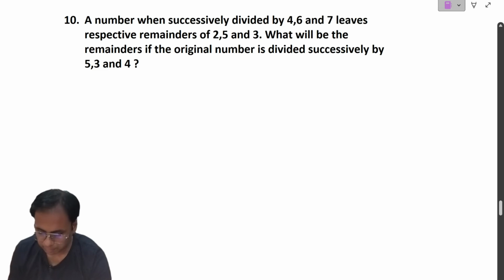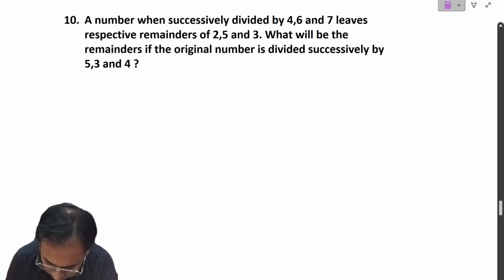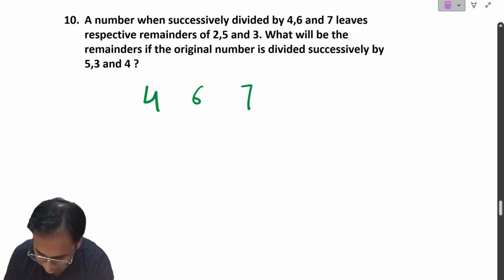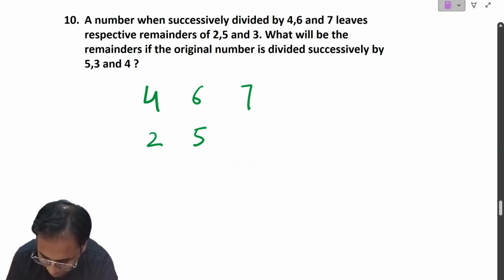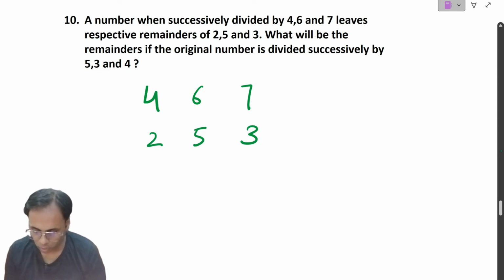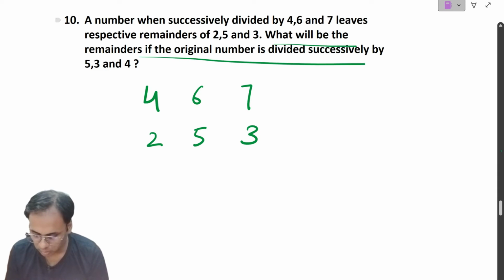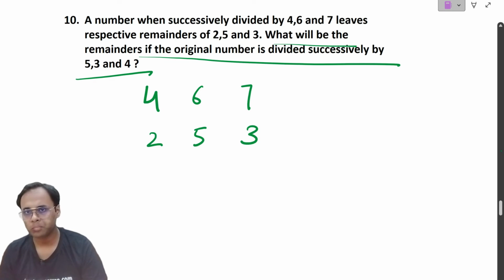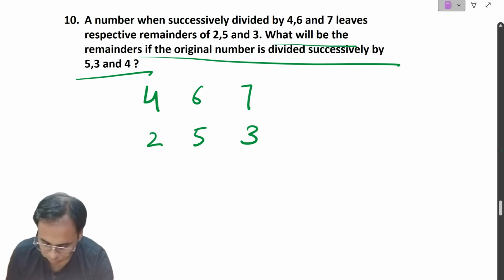Let's see a number when successively divided by 4, 6 and 7. We write down all the divisors like this: 4, 6, 7. It leaves respective remainders of 2, 5, 3. So we write down the remainders like this: 2, 5 and 3. Now we need to firstly find the original number, because the question is asking what will be the remainders if the original number is divided successively by 5, 3 and 4. But till now we don't know the original number.